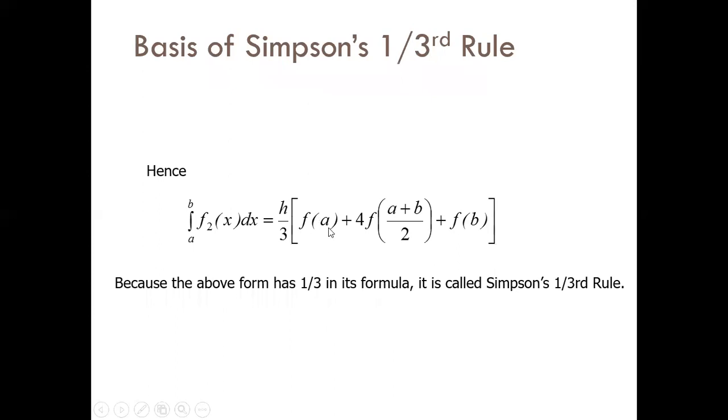f of a is the value of the function at the lower limit. f of b is the value of the function at the higher limit. f of a plus b divided by 2 means the value of the function at the average of the upper and lower limit. This is called Simpson's 1/3 rule.